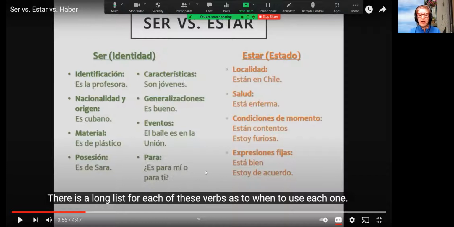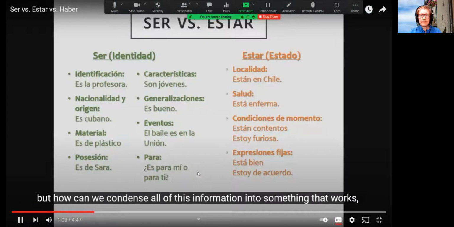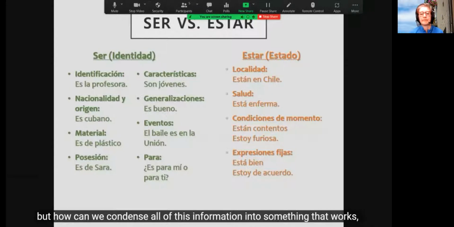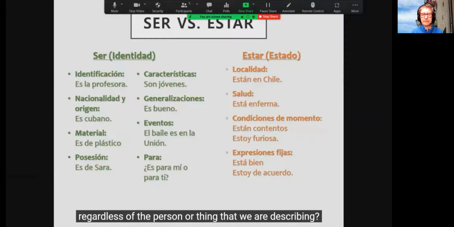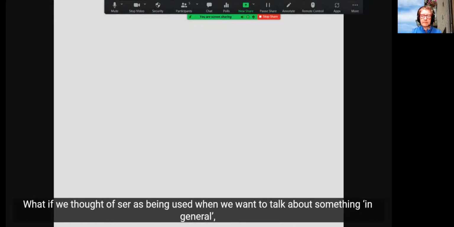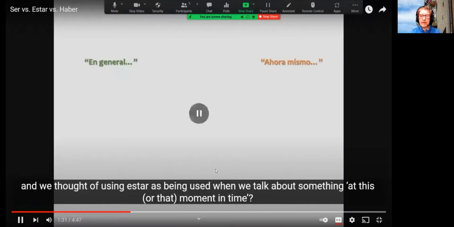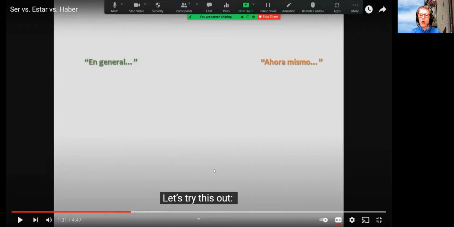Don't worry about this last thing. We want a simple rule. These lists are good, and you have studied them before. But how can we condense all of this information into something that works regardless of the person or thing that we are describing? Well, how about this as an alternative? What if we thought of ser as being used when we want to talk about something in general, and we thought of using estar as being used when we want to talk about something at this or that moment in time? Because in general, you're identifying something or talking about something that is an essential part of what that thing or that human being is. And ahora mismo means right now. So if we're thinking about the here and now, that's a different thing than in general.